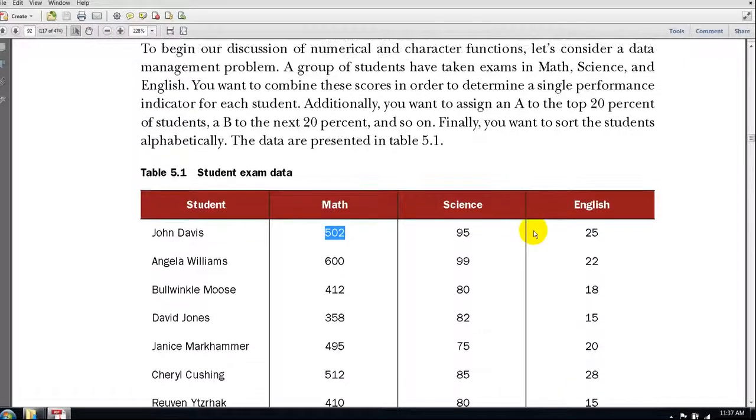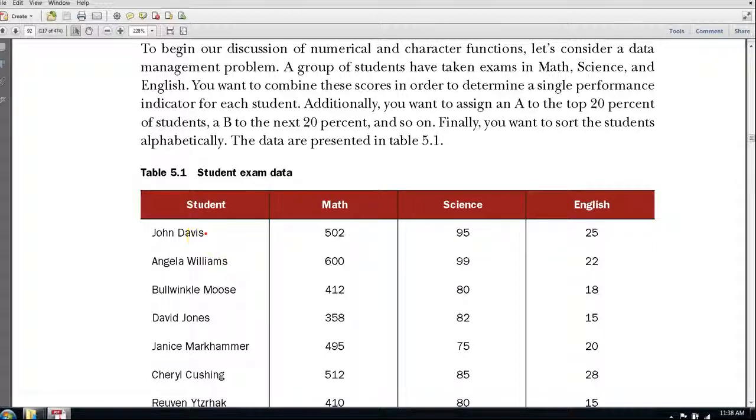And then we want to do, like I said, a percentage. So we want to assign all the people in the top 20% A's. So it's not based on a number, but based on their percentage, comparing how well they did with regard to the other students. That's called their percentile score in statistics. So that's one other problem, one other situation.